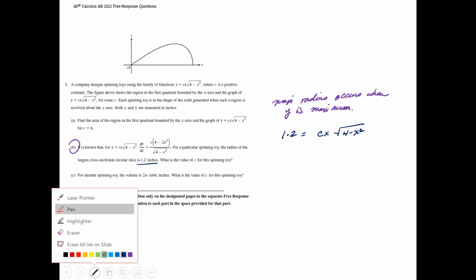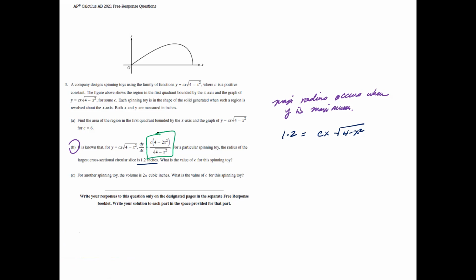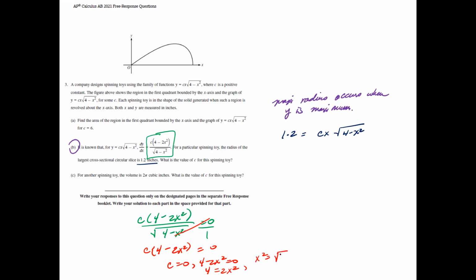Now, it is also given to you that this part right here is your rate of change. So c of 4 minus 2x squared over the square root of 4 minus x squared, I'm going to set that equal to 0. If I cross multiply this, I will have c times (4 minus 2x squared) equals 0. So then naturally c equals 0, or 4 minus 2x squared equals 0. So 4 equals 2x squared, and then x squared equals 2, where your c can't equal 0.